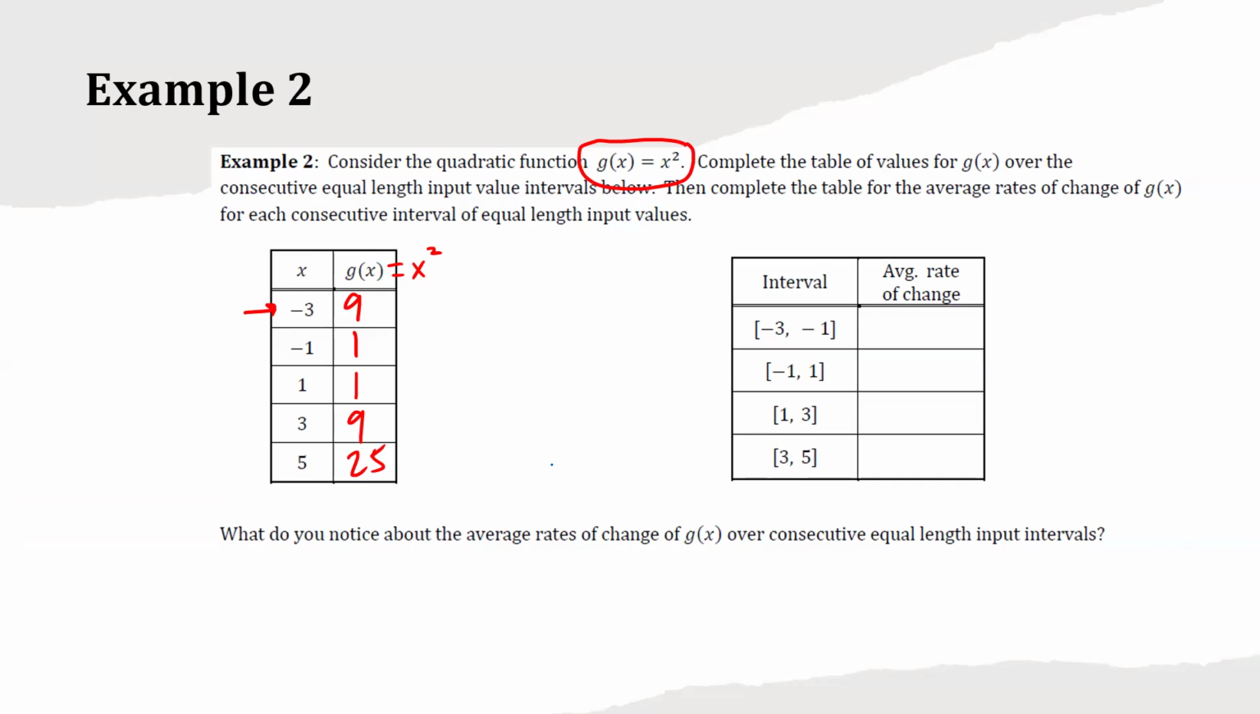Next, average rate of change. So I'm going to pause, give you a moment, and you're going to find the average rate of change over the given intervals. So from -3 to -1, -1 to 1, 1 to 3, 3 to 5. In order to find that, we're finding the change in the y over the change in the x. Ready, set, go.